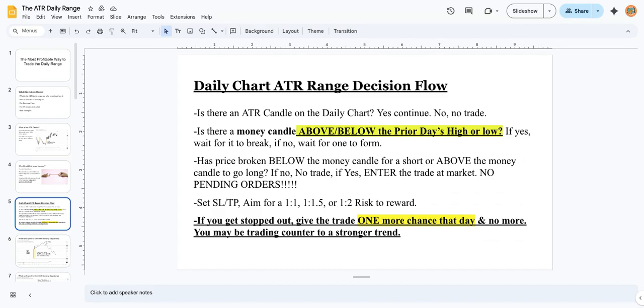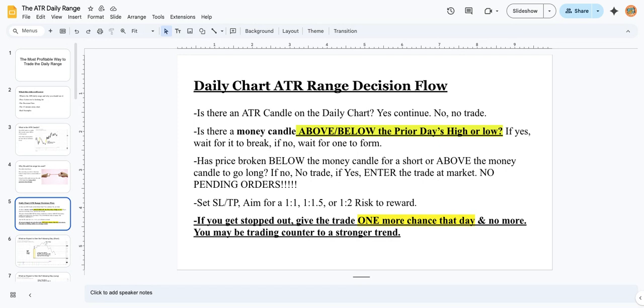The first question we ask ourselves when we come to a chart, and you can start when the market closes at 5 p.m. Eastern Standard, which is when I trade because I'm on the East Coast in America: looking at the day prior, is there an ATR candle on the daily chart, noted by a blue candle if I'm going long, or a yellow candle if I want to go short? Again, for that indicator, go to the description of the video. If I do see that ATR candle on the daily chart, then I can go on. If no, there's no trade there. I'm not interested in trading that pair.